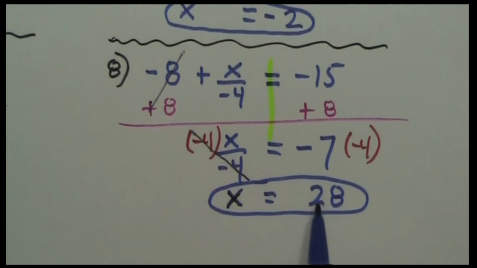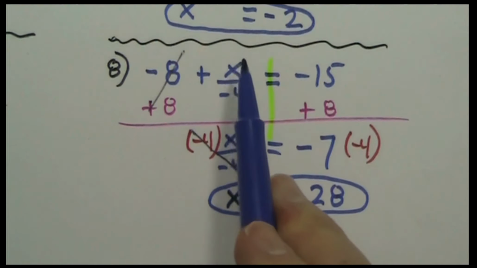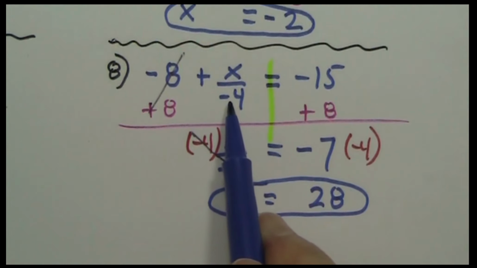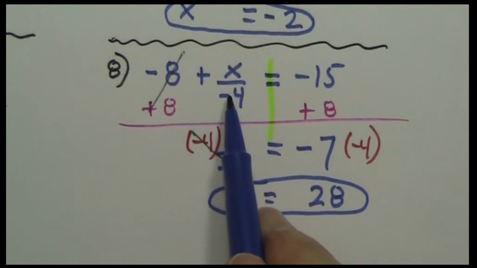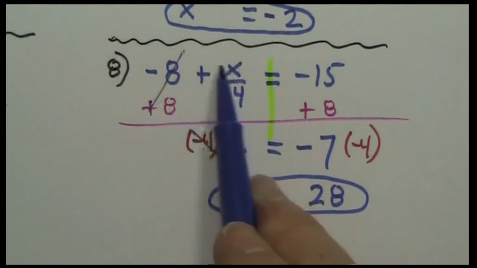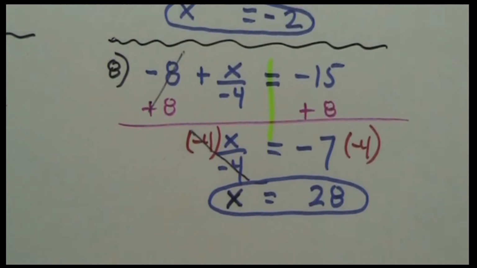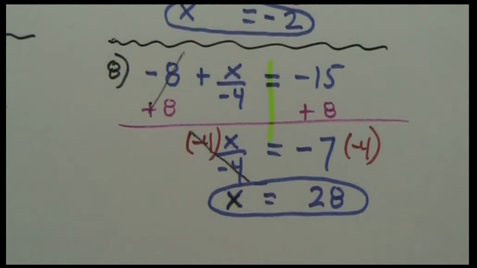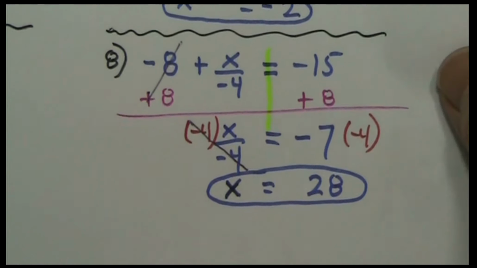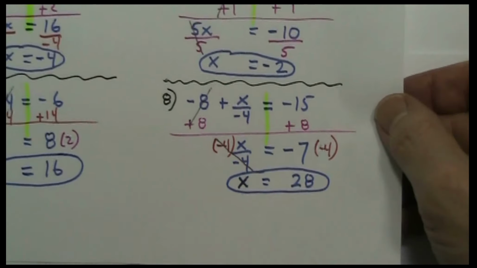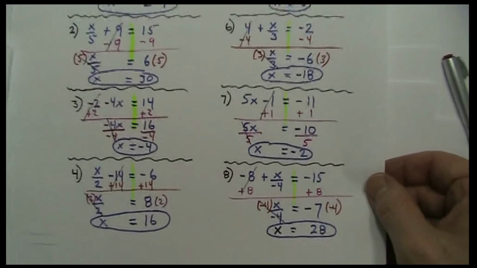And if you were to take 28 and put it there, 28 divided by -4 is -7. -7 and -8 makes -15. It works. So hopefully we were able to put that on one page. If not, that's okay.